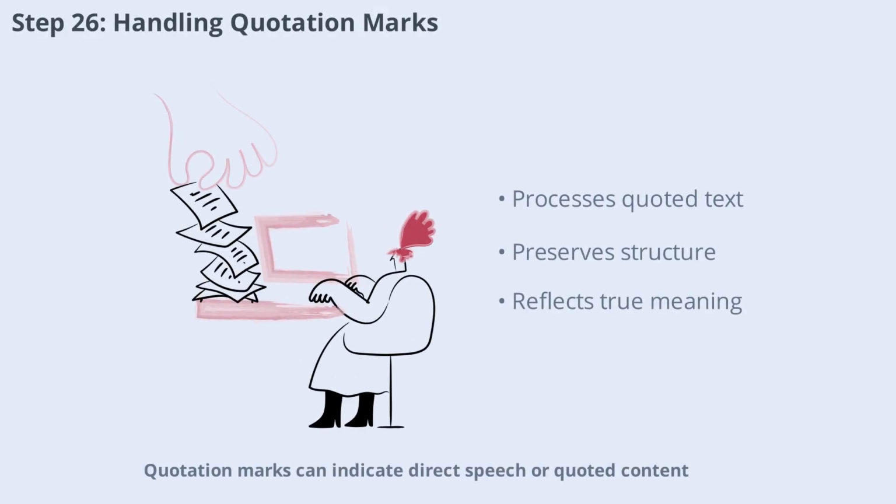Quotation marks can indicate direct speech or quoted content. Depending on your analysis, you may want to preserve, remove, or process quoted text differently. Handling quotation marks appropriately ensures that your analysis accurately reflects the structure and meaning of the text.